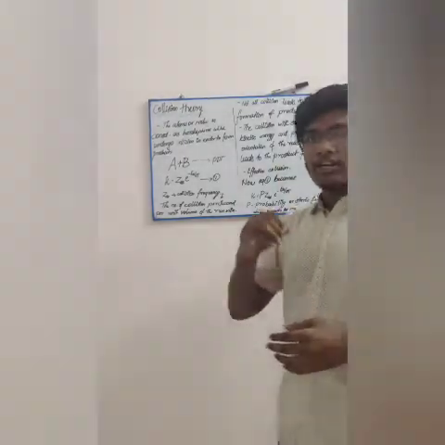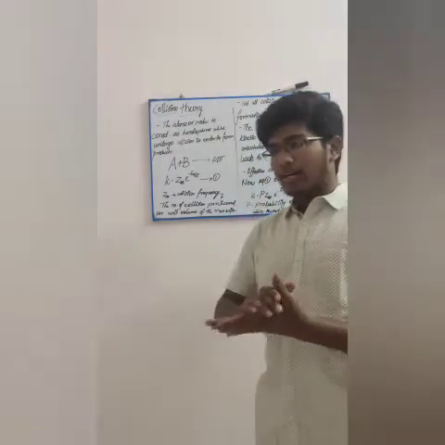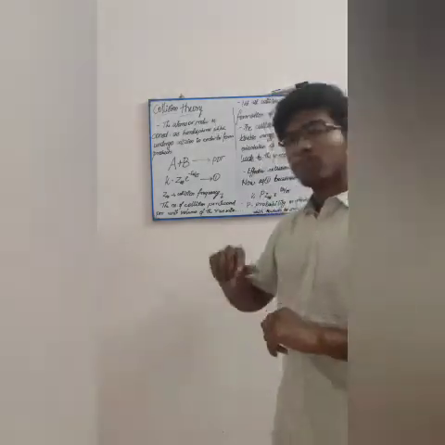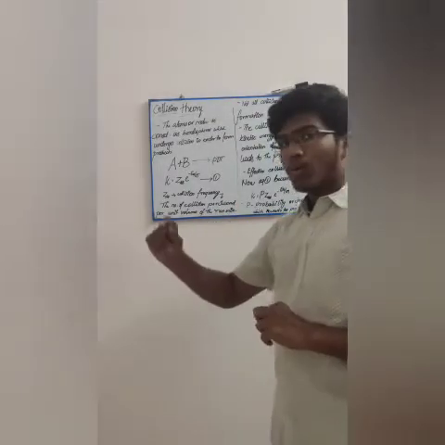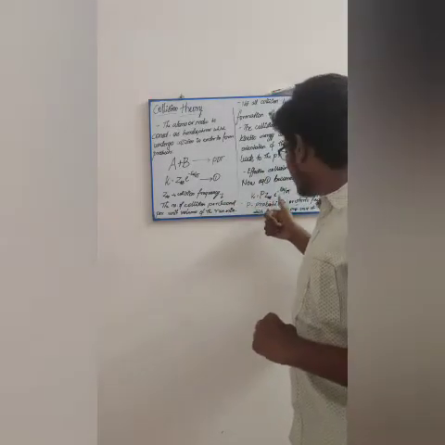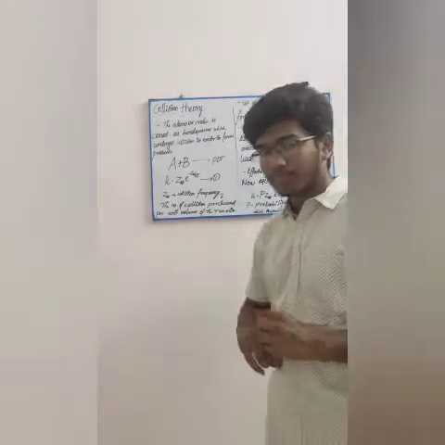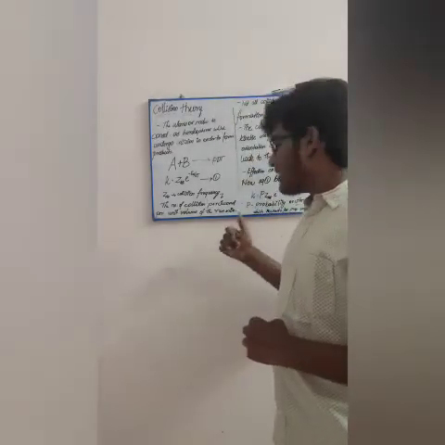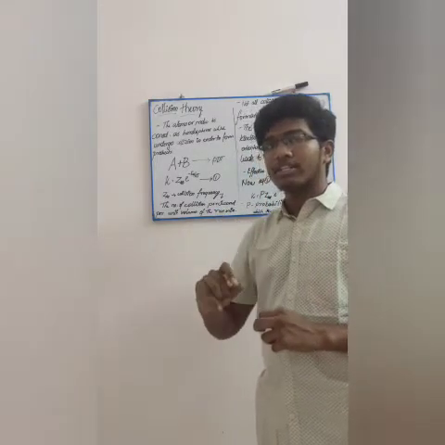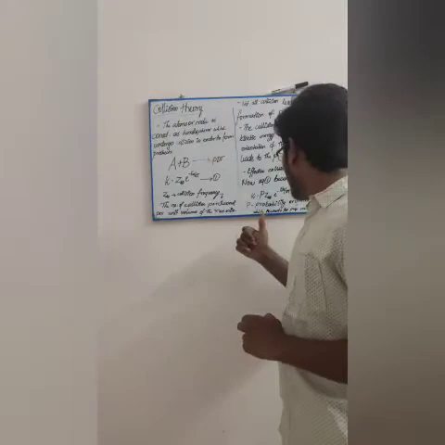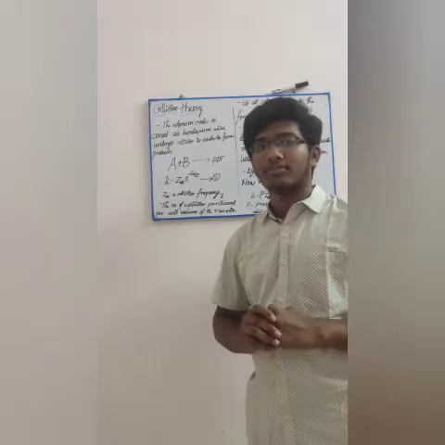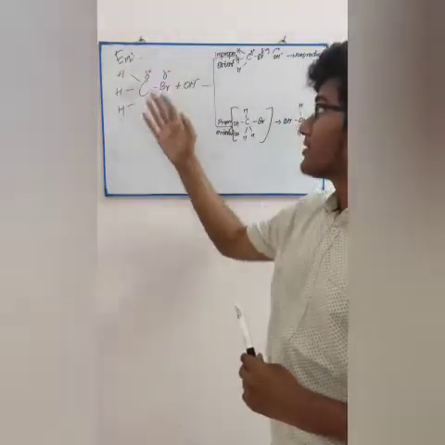The effective collision can happen when the hard spheres have proper orientation and correct kinetic energy. So that is called effective collision. Now equation 1 becomes K is equal to P ZAB e power minus EA by RT, where P is the probability or the steric factor. It is a factor which accounts for the proper orientation of the reactant mixture. Now we will see an example for this.